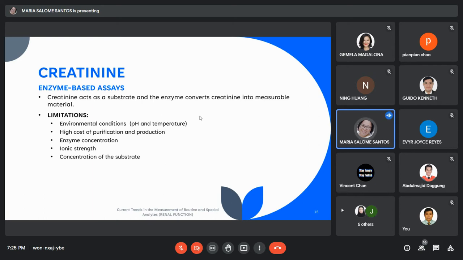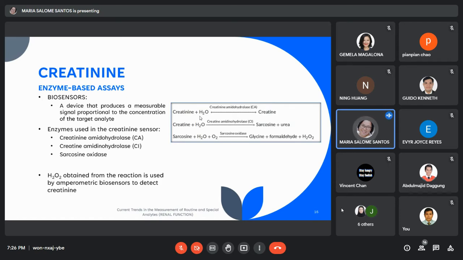For the limitations, first are the environmental conditions, wherein temperature affects the pH measurement, and an extremely low or high pH causes the disruption of enzyme activities. In this method, we can say that it is pH dependent. Then other limitations are the enzyme concentration, ionic strength, and concentration of the substrate.